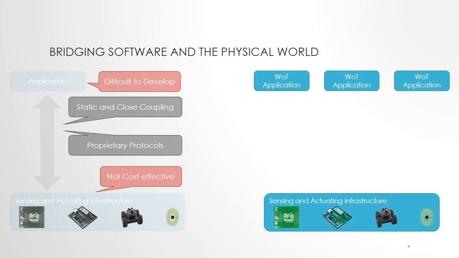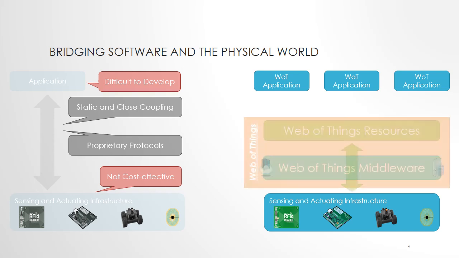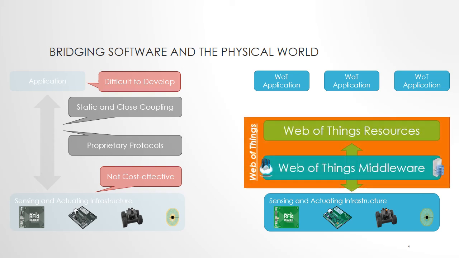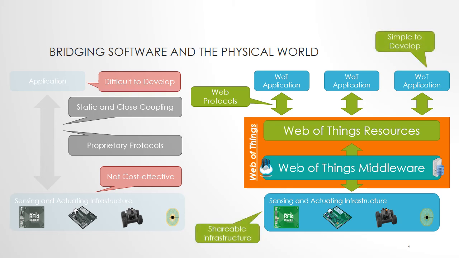The Web of Things is an emerging alternative, with the support of software systems called Web of Things middleware. Sensing and actuating infrastructures can be abstracted and served as web resources. Applications retrieve these resources using web protocols to implement the interaction with the physical world. The Web of Things allows sharing sensing and actuating infrastructures. It also simplifies the development of cyber-physical applications.